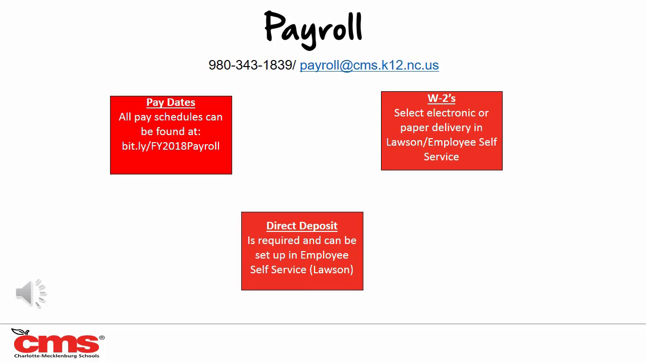Pay schedules. There is a bit.ly link on the PowerPoint, and pay schedules are also available on the payroll homepage of the CMS intranet. Most hourly positions and substitute teachers are paid biweekly, and most salary positions are paid monthly. For those who will be paid monthly, paychecks are distributed on the last working day of the month. December is an exception, where paychecks are usually distributed prior to Christmas.